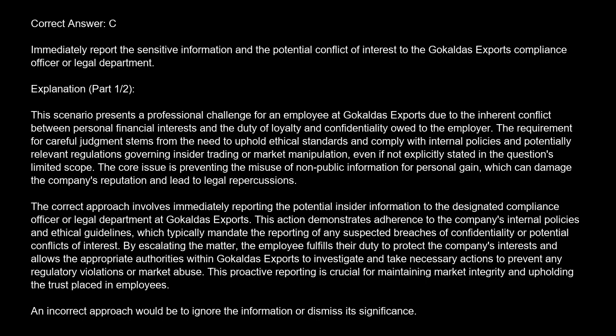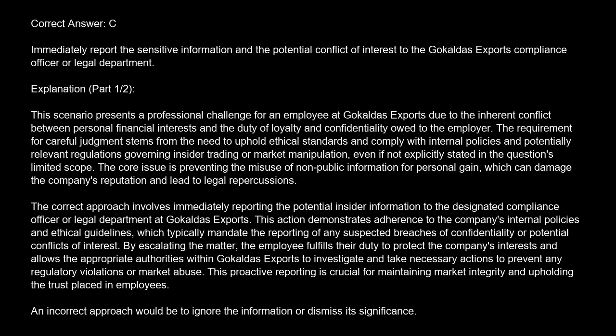The requirement for careful judgment stems from the need to uphold ethical standards and comply with internal policies and potentially relevant regulations governing insider trading or market manipulation, even if not explicitly stated in the question's limited scope. The core issue is preventing the misuse of non-public information for personal gain, which can damage the company's reputation and lead to legal repercussions. The correct approach involves immediately reporting the potential insider information to the designated compliance officer or legal department at Gokaldas Exports.